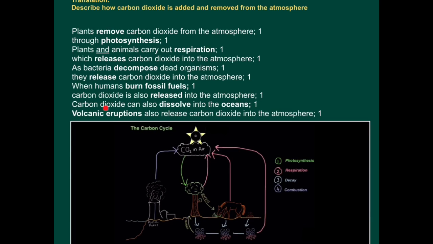And like I said before, carbon dioxide can also dissolve into the oceans, that removes it, and volcanic eruptions also release carbon dioxide into the atmosphere. This is only for 6 marks, you don't have to include all of these. So what each of these statements do is state what is responsible for the change and then what the change is. So photosynthesis is responsible for the change, and what it does is it removes carbon dioxide from the atmosphere.